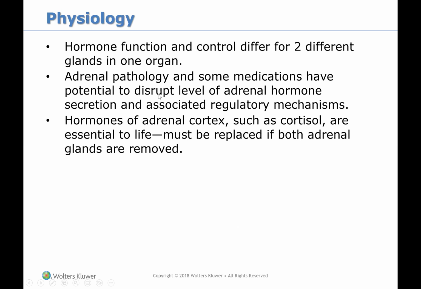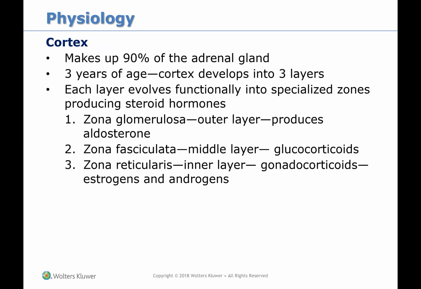Some adrenal pathology or some medications have the potential to disrupt the level of adrenal hormones. So if a patient has a tumor on the adrenal glands, their hormones are going to be all screwed up, of course, like their cortisol levels. But most of the hormones of the adrenal cortex are essential to life and must be replaced if the adrenal glands are removed. So it's not like the gallbladder, where you can take it out and probably be fine. We have got to have these hormones that the adrenal glands produce.